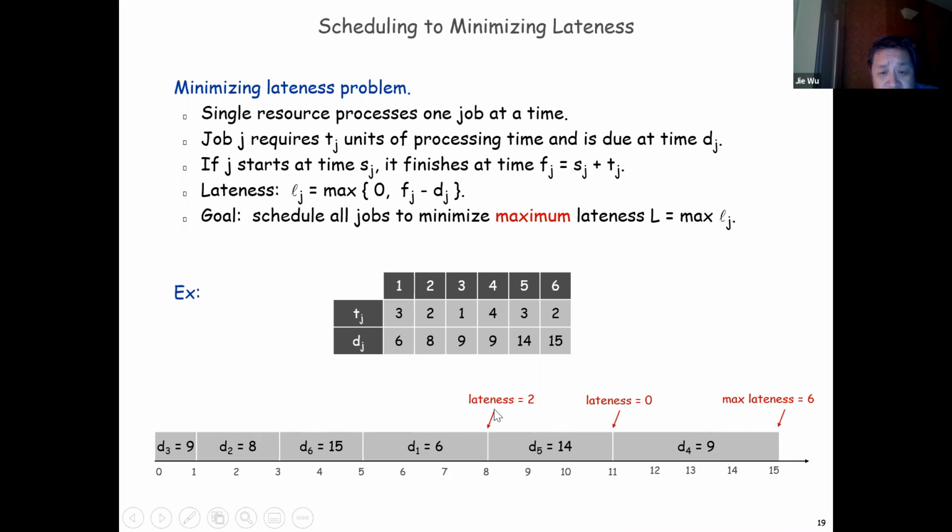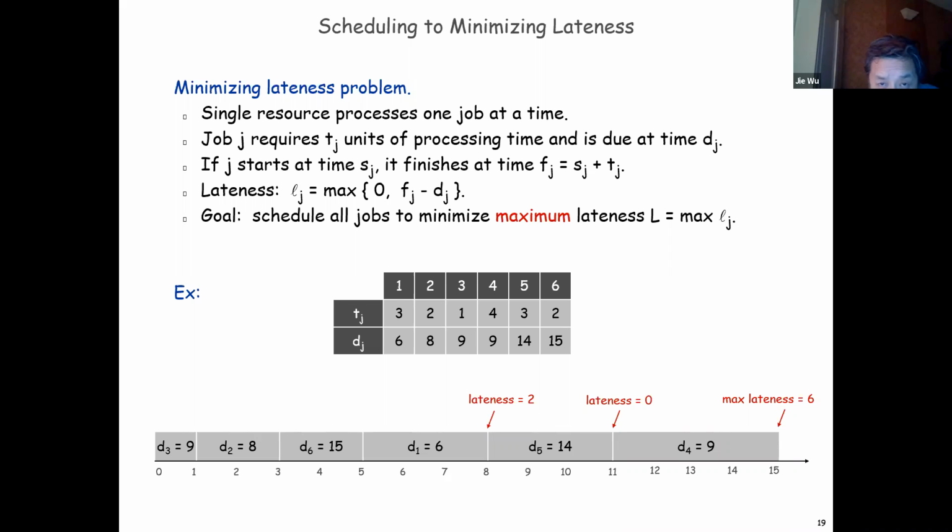So some jobs have a lateness, some have no lateness, meaning 0. The requirement is important: schedule all jobs to minimize the maximum lateness. So it's a min-max problem. You want to minimize the maximum lateness. Be careful. If I change the goal, for example, instead of minimizing the maximum lateness, we want to minimize the total lateness, that's a different story. That means you have to add all the lateness together. So obviously, this greedy algorithm no longer works.